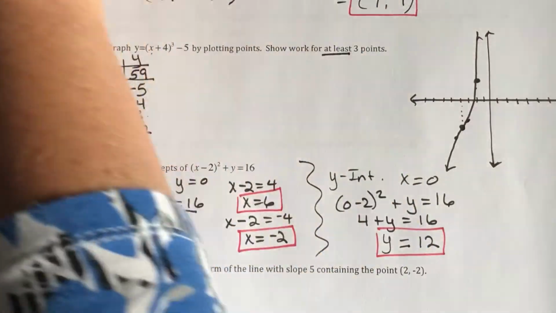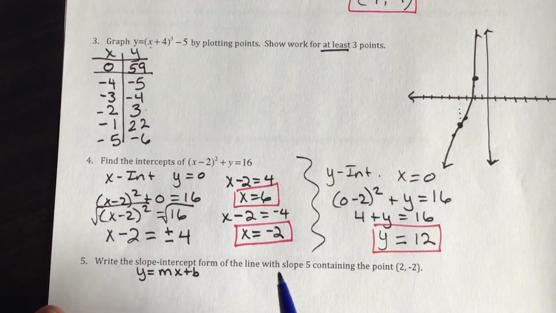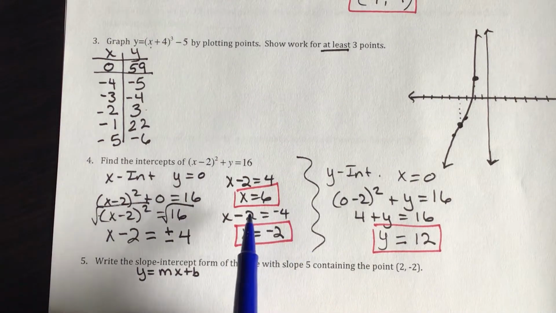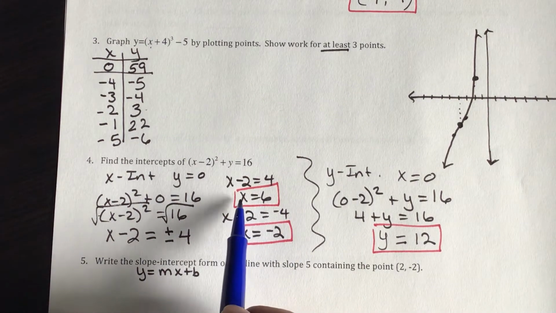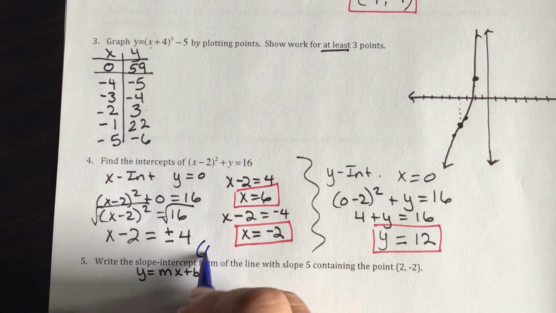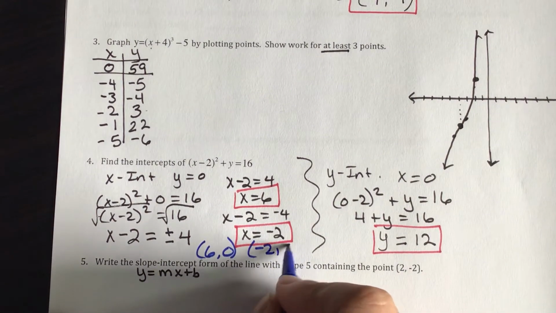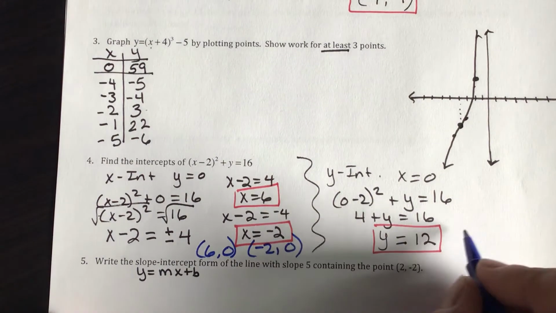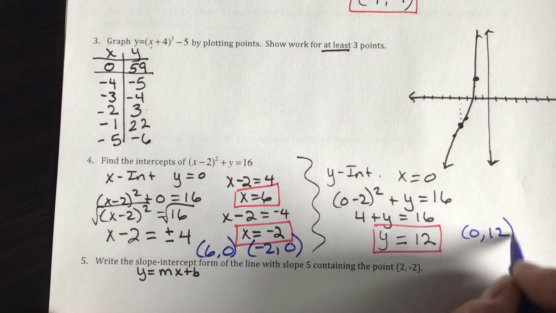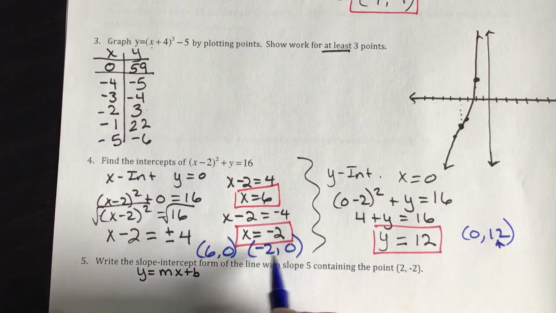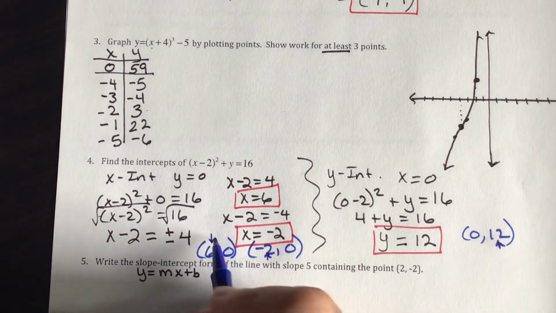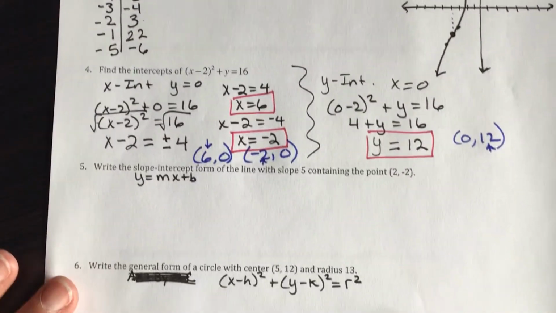Remember that these actually represent points. So the points of the x-intercepts would be over 6 up 0, over to -2 up 0, and the y-intercept would be over 0 up 12. Okay, but these are the numbers of the intercepts that we have.